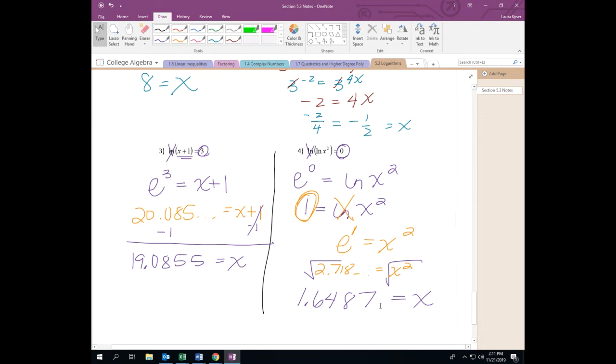So let the calculator do most of the work for you and round at the end so that you make sure that you get the right decimals, because if you're off by a decimal or two, it's going to mark it wrong, even if it's right.